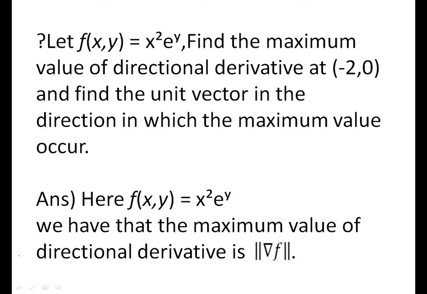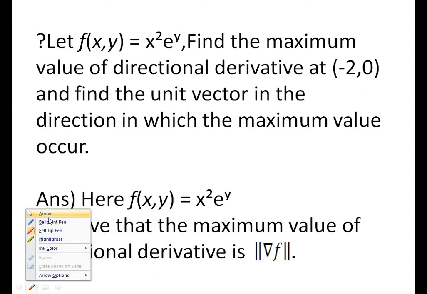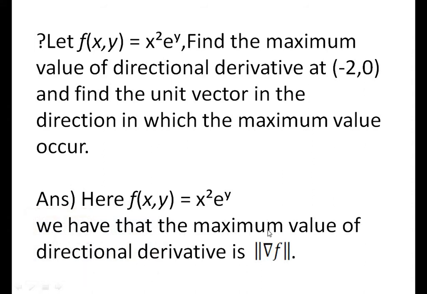Okay, what this question says is that we are given a function f of x, y equal to x squared e raised to y. We want to find the maximum value of the directional derivative, that's equal to norm del f, that is the magnitude of the gradient vector at the point (-2, 0). Also we want to find the unit vector in the direction in which the maximum value occurs, that's equal to del f by norm del f. Okay, here given f of x, y equal to x squared e raised to y. We have that the maximum value of the directional derivative is norm del f.